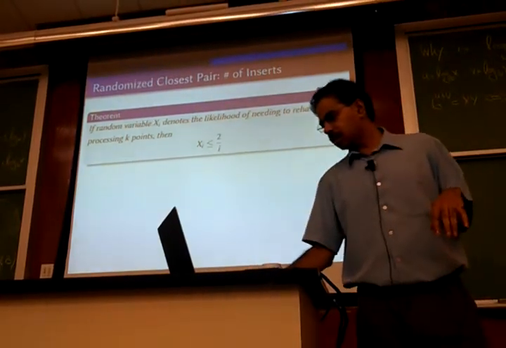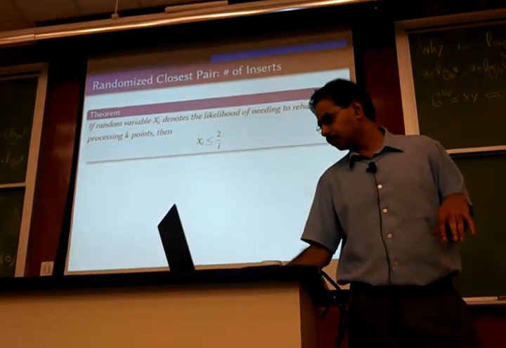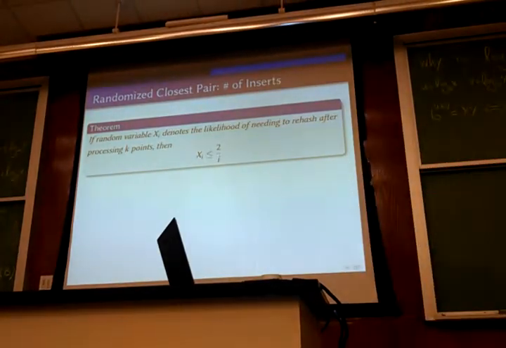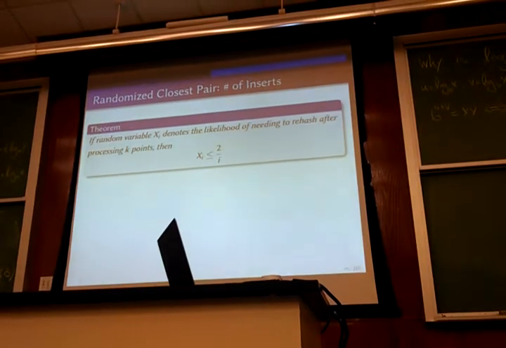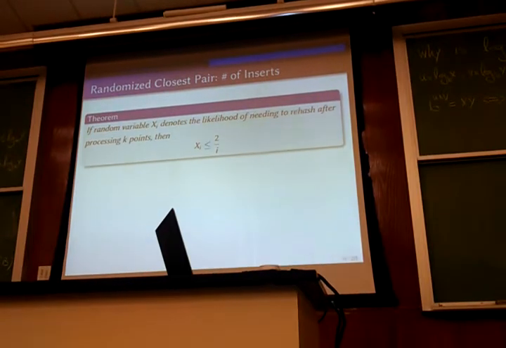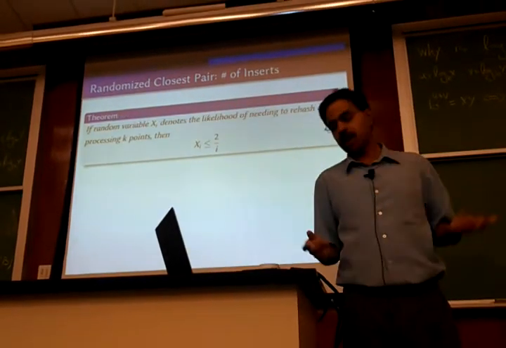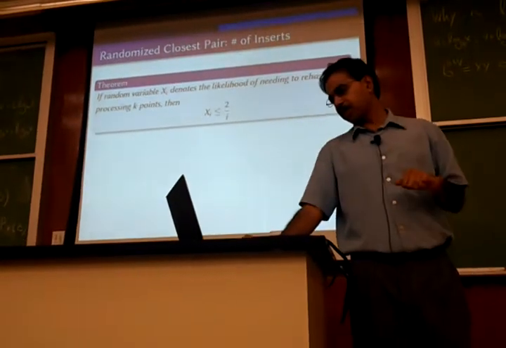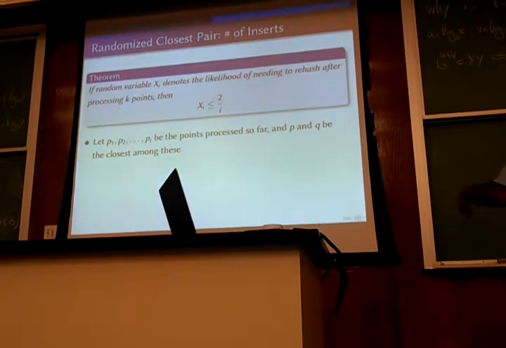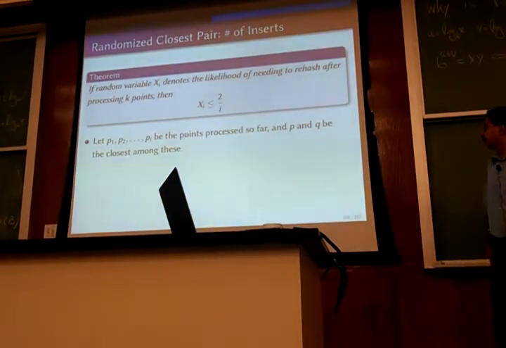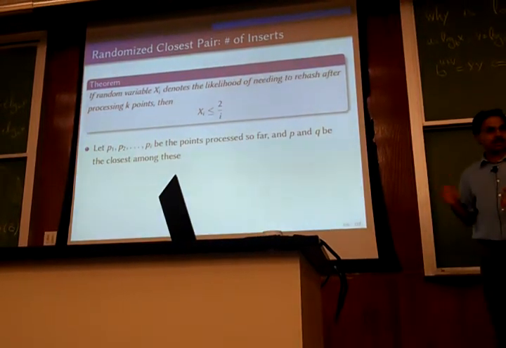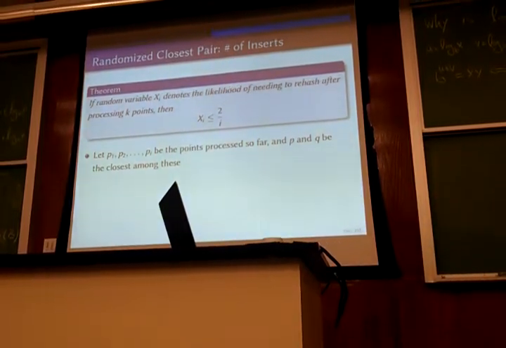So let's see how this is true. Again, what is the probability that you have k elements all put into this hash table, and now you need to rehash everything because your smallest distance has become smaller than delta? Then the probability is 2 by i. Why? We will just go through that. Let's say P1 to Pi are the points we have processed so far, and let's say some P and Q among these are the closest pair, right?